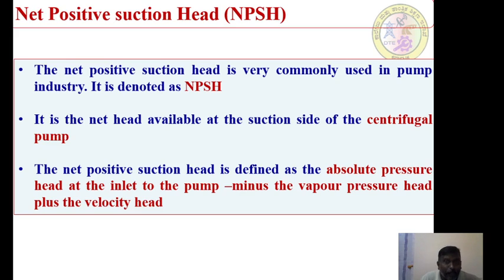To calculate the net positive suction head, it is always positive in nature because we are lifting the water. That means the total amount of water lifted should be greater when compared with any other suction head available at the suction side. Therefore, the net positive suction head is defined as the absolute pressure head at the inlet to the pump minus the vapor pressure head plus the velocity head. These are important things to concentrate on for the net positive suction head.